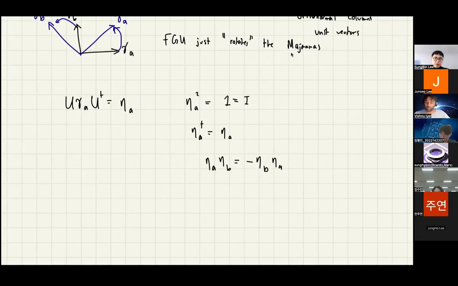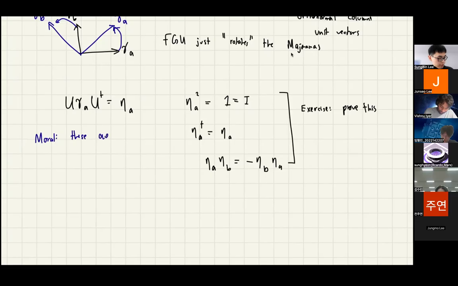If you're having trouble following this, Jinsei, you're recording all these lectures, right? I want to give you an exercise: prove this. You should be able to do it within 10, 15 minutes. This should not take you any time at all, but I want you to prove this on your own time. We don't have time here, but prove this to yourself. Basically, the moral here is that these are different Majorana operators.